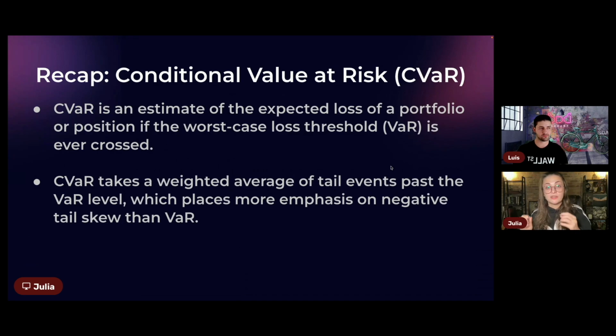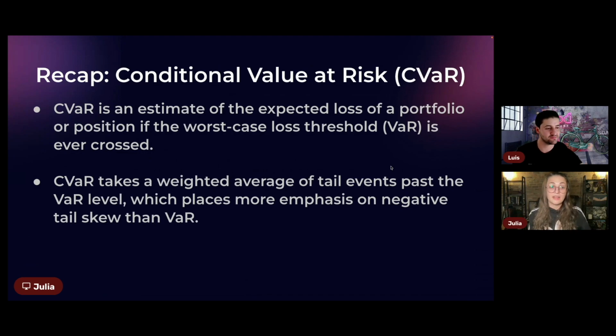Conditional value at risk is a more extreme estimate of that value at risk. CVaR is an estimate of the expected loss of a portfolio or a position if that worst case loss threshold, the value at risk, is ever crossed. Basically it looks at the distribution past the value at risk and takes the weighted average of all those occurrences, and that tells you an even more extreme estimate in those worst 5% of cases, right? Yes. And which one do you prefer to use out of the two, Julian?